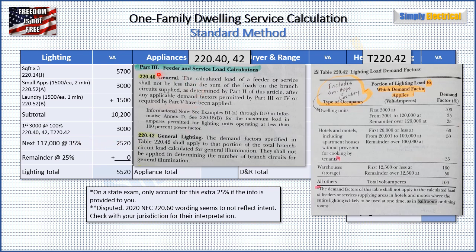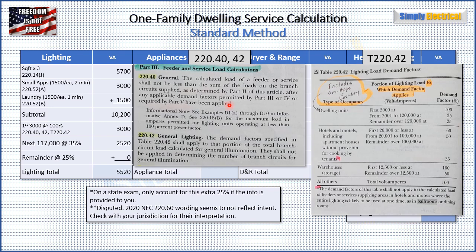Now, this is the beginning of part 3, feeder and service load calculations. This is the start of the standard method for calculations in the codebook. 220.40, okay, this is the general rule. So you're going to have the general rule, and then you'll have some other caveats and exceptions and permissions built in later. But the general rule is the calculated load of a feeder or service shall not be less than the sum of the loads on the branch circuits supplied, as determined by part 2 of this article, after any applicable demand factors permitted by part 3 or 4 or required by part 5 have been applied.